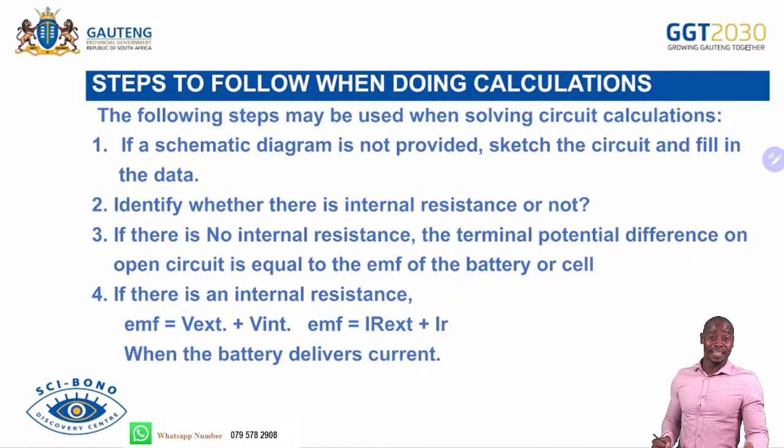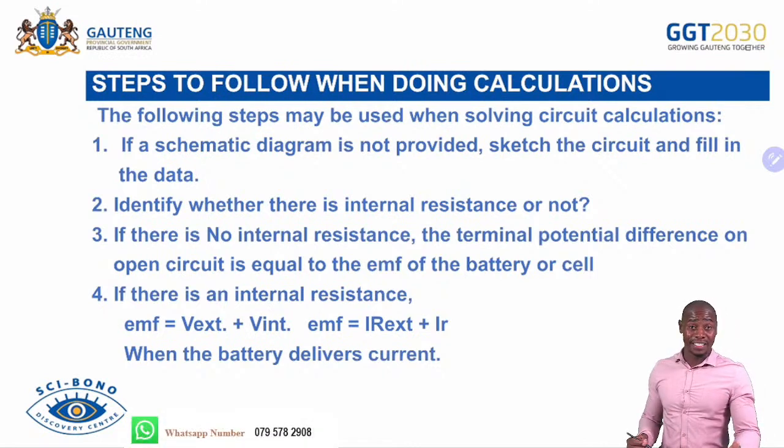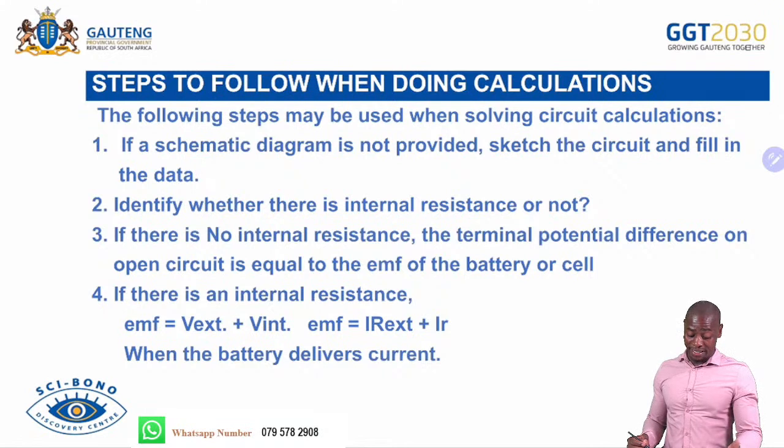Okay, so now let's focus on this. These are the steps, learners, that you can follow when solving problems of electric circuits with internal resistance. If you are not given a diagram, you need to draw a diagram. Identify whether there's internal resistance or not. If there's no internal resistance, remember EMF is equal to the terminal potential difference. But if there's internal resistance, your EMF will be V external plus V internal.